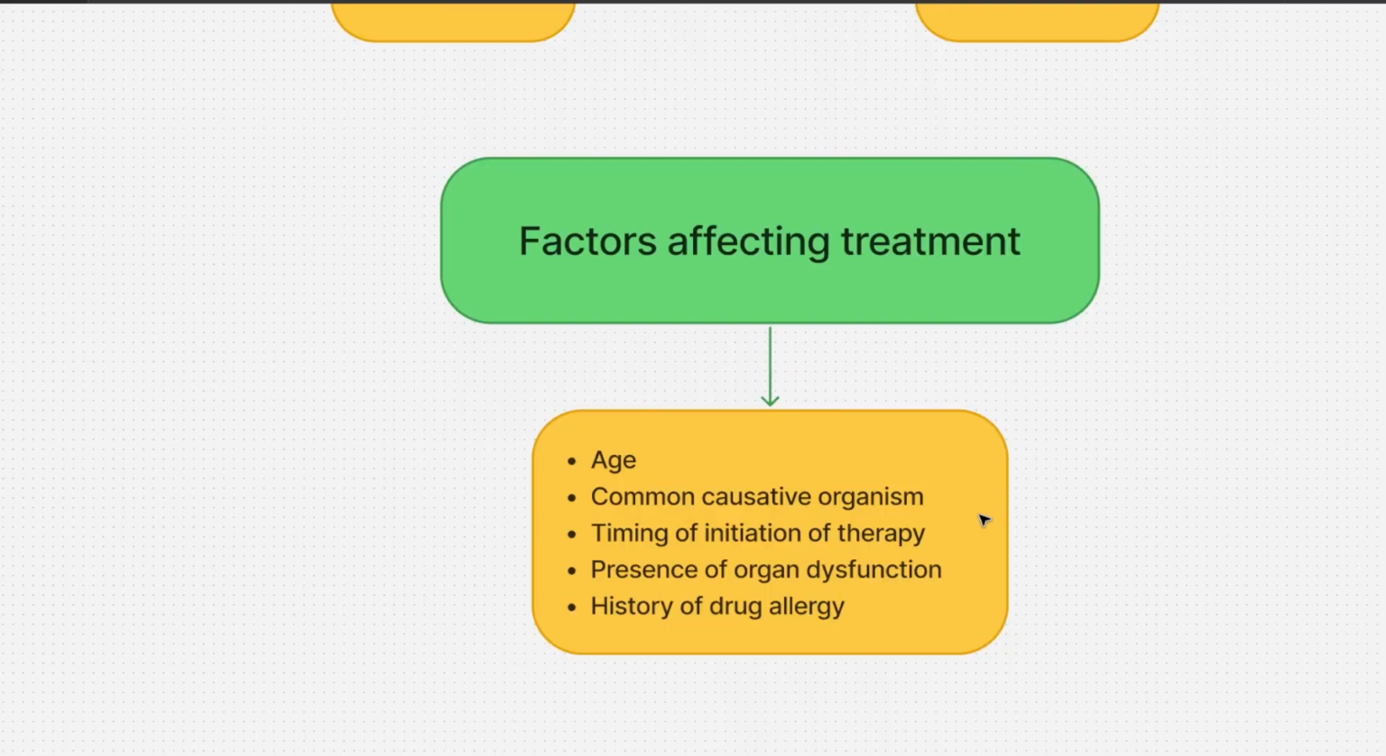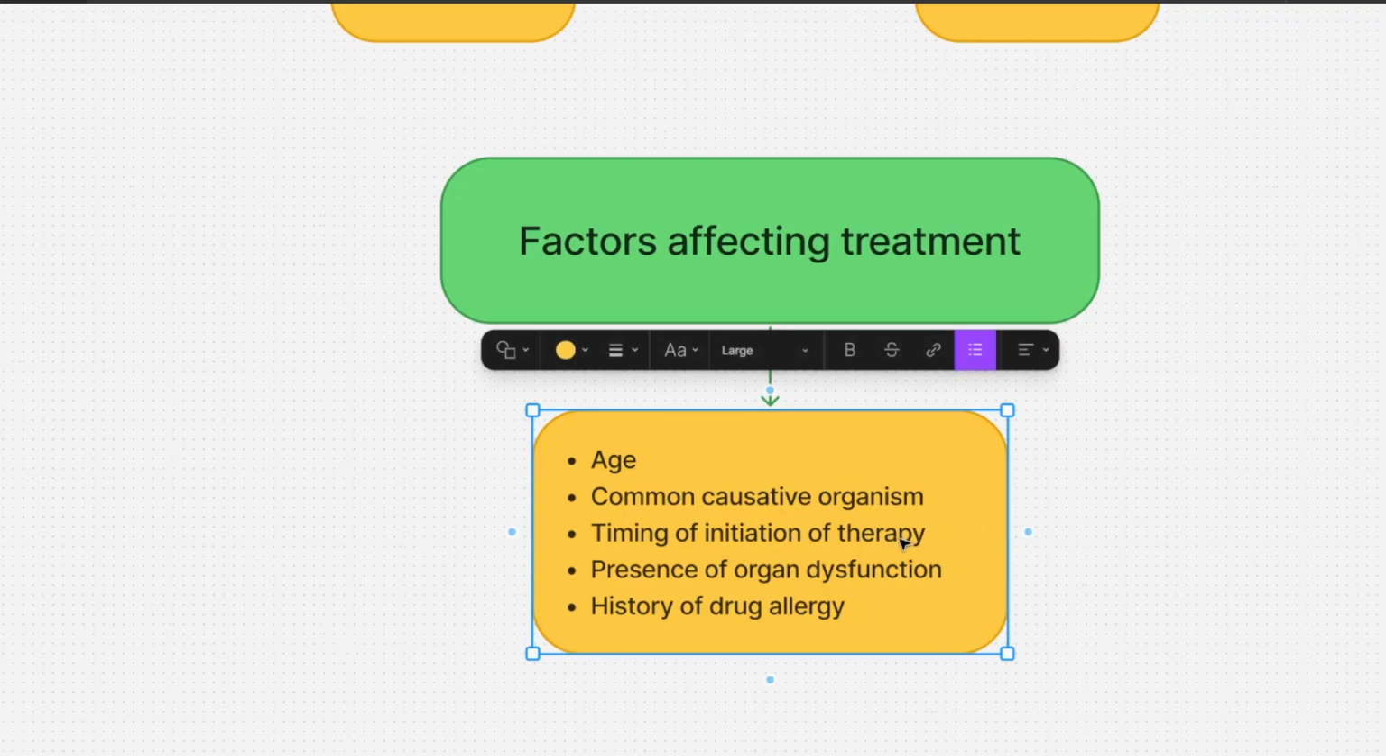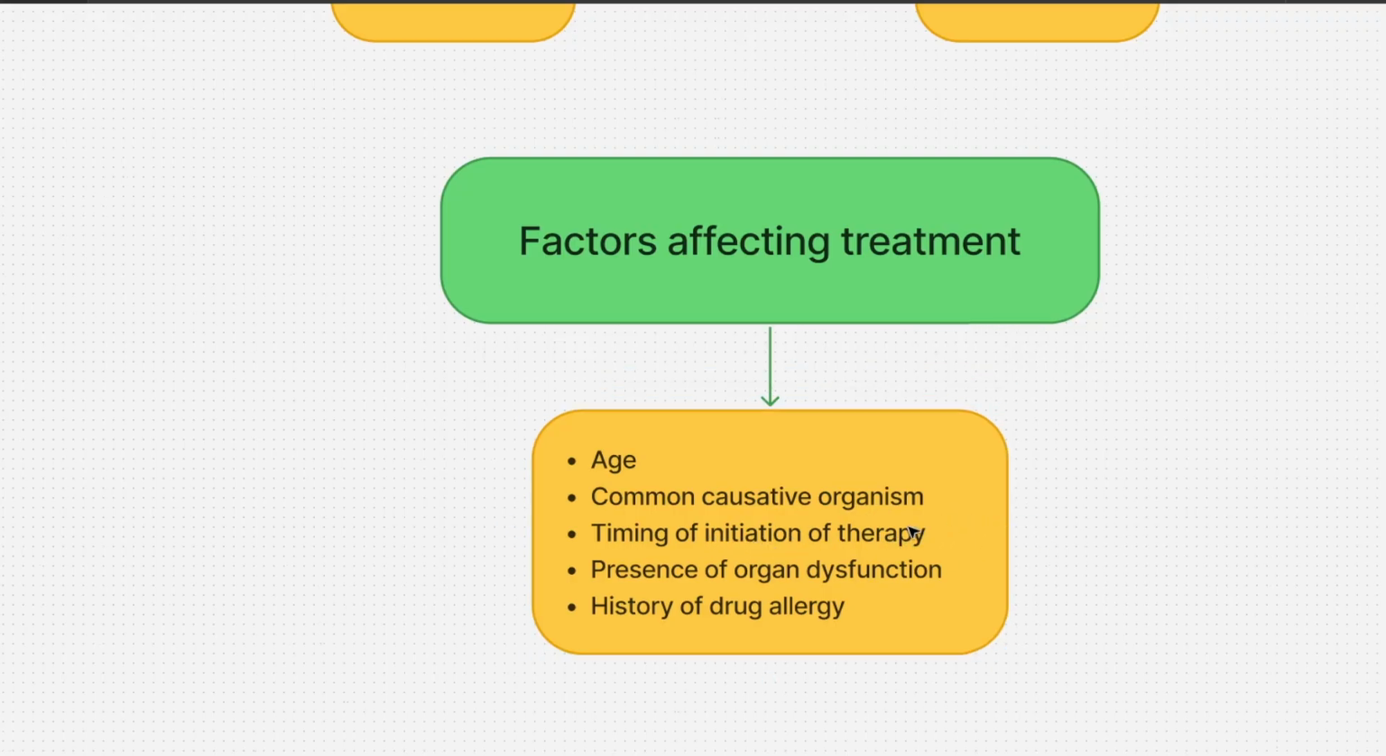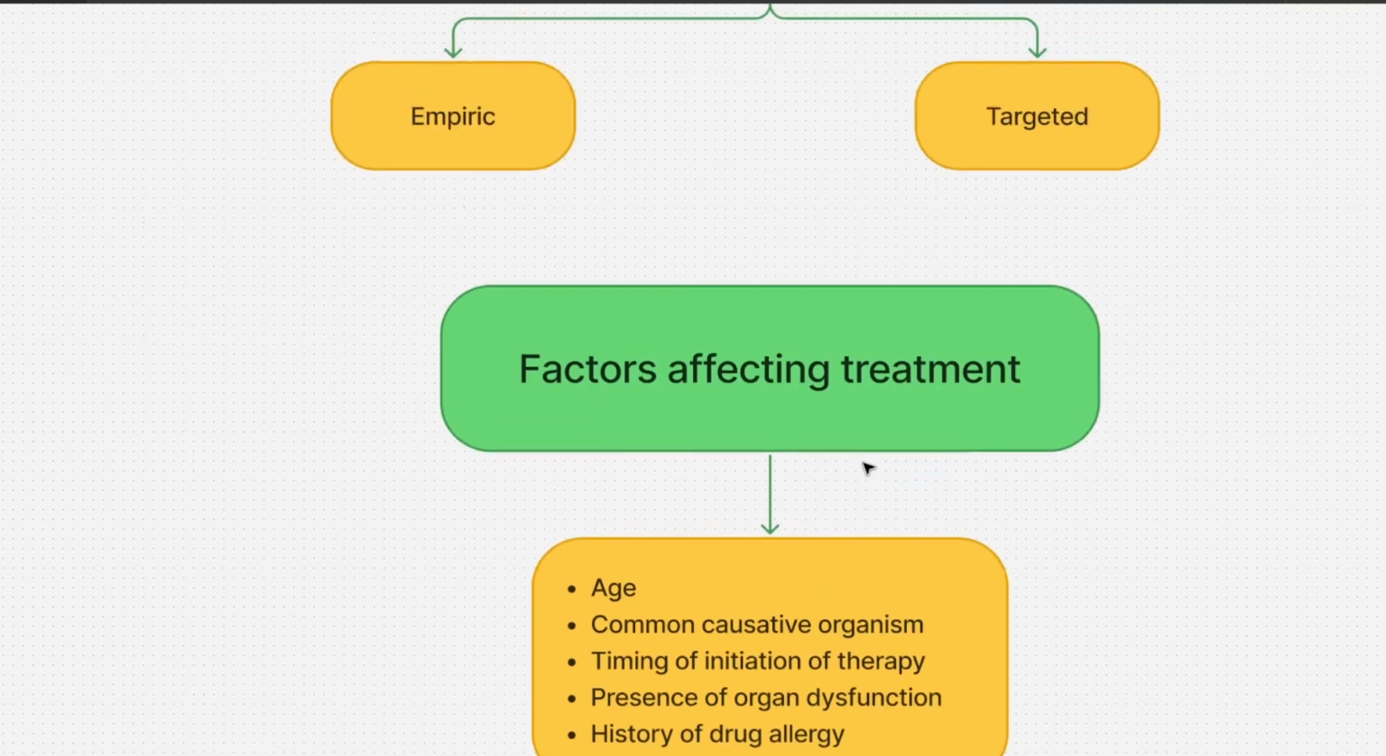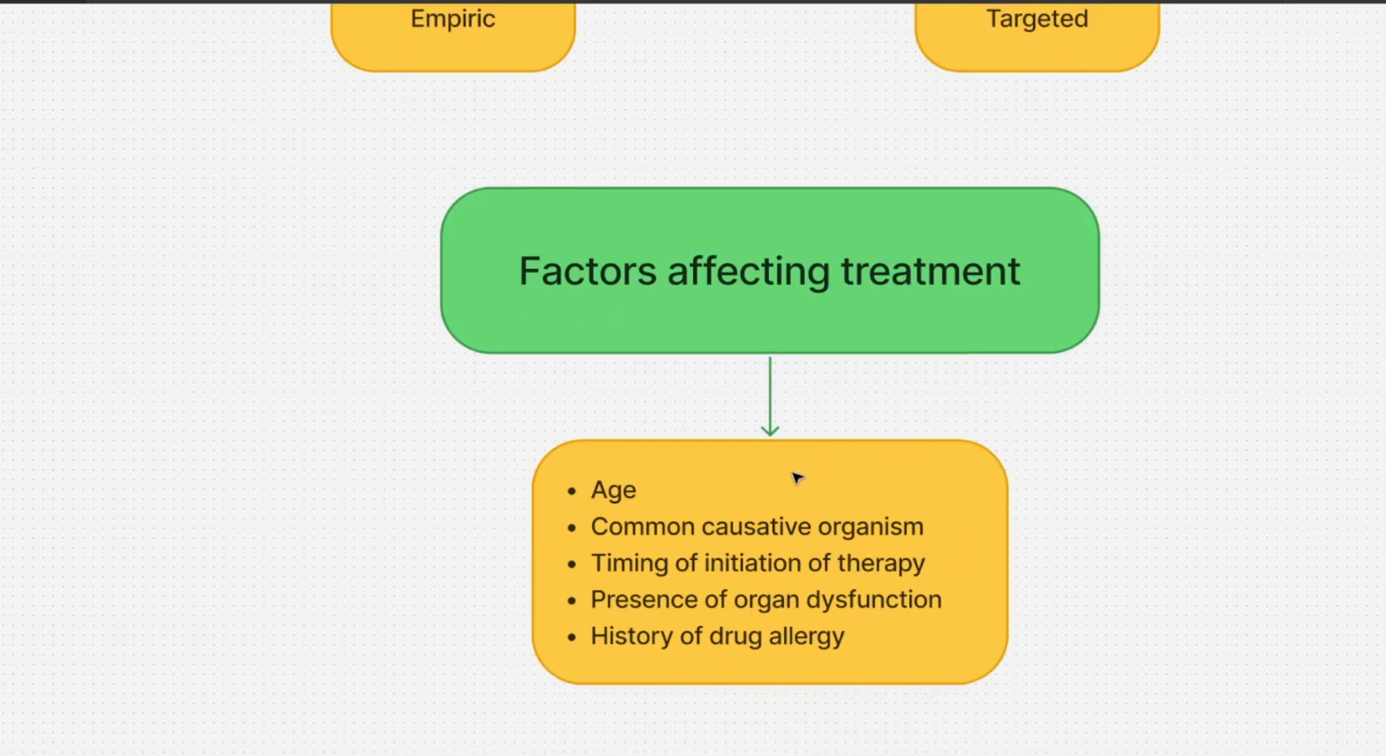Lastly, we're going to be talking about the factors that affect the treatment. We already mentioned the timing of initiation is very important. So if we diagnose it very early, we can start with the empiric. But there are other factors that could be specific to each patient. For example, if they have a history of a certain drug allergy, then we cannot use that drug. If they have organ dysfunction, then some drugs might be contraindicated.